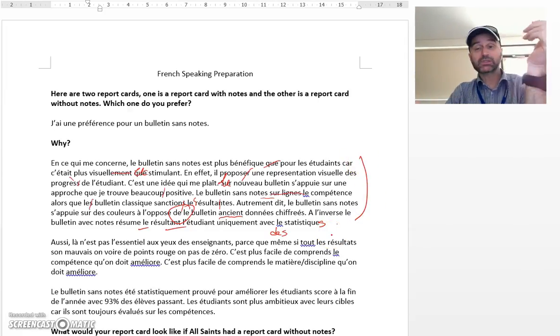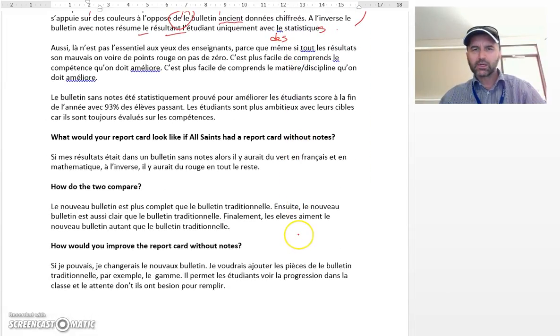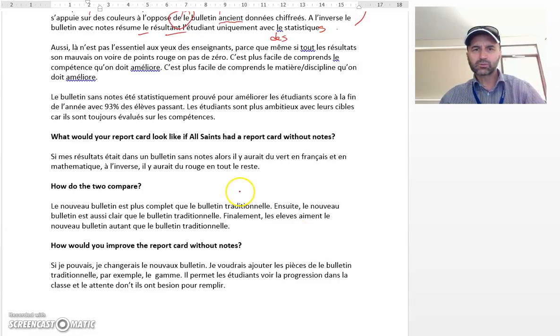Some of these sentences here actually mean the same thing, so you need to see if they're actually compatible. If you need to repeat them or not, you know, repeating the same thing in a different form often works. Aussi, là n'est pas l'essentiel aux yeux des enseignants parce que même si tous les résultats sont mauvais, on voit des points rouges. On voit, V-O-I-T, des, with an S, points rouges, et pas IT. C'est plus facile de comprendre les compétences, LES, qu'on doit améliorer, ER, dictionary form here.